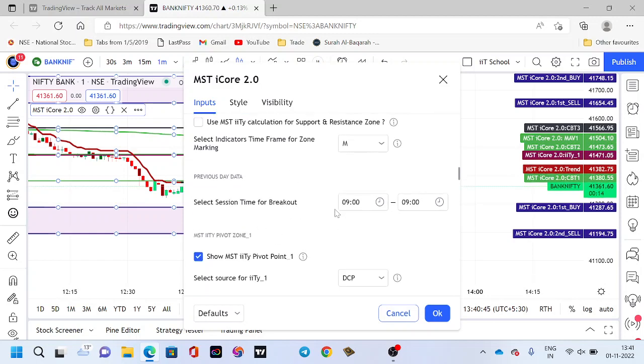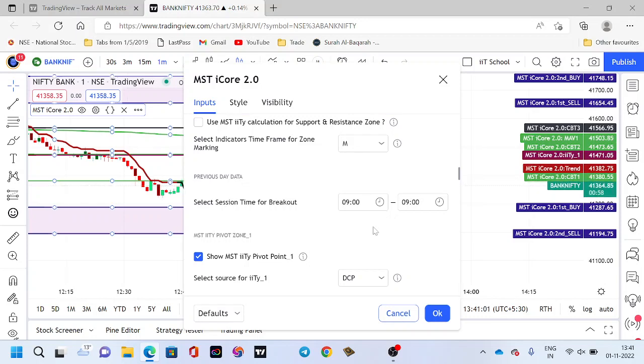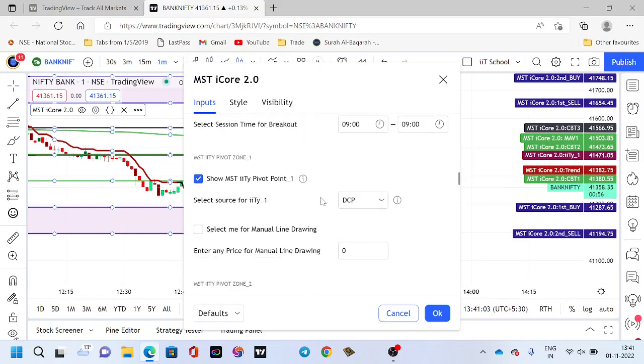Then we have given the session time for breakout. Suppose you are trading based on the 1 hour time frame or 15 minutes time frame, you are particularly selecting the high and low. Whenever the high is broken, you go for the buy entry. Whenever the low is broken, you go for the sell entry. That time this will be useful.